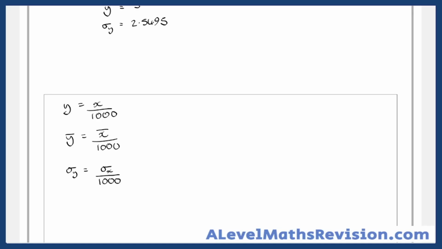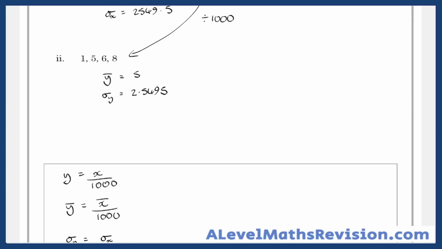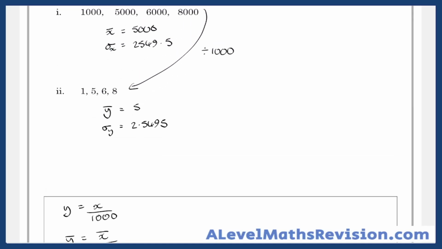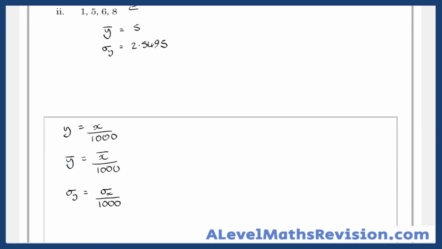Now, why is that? In this case, dividing by 1,000 makes the gap between the data 1,000 times smaller. And because standard deviation measures spread, the standard deviation also reduced by a factor of 1,000. So that's a really important point here. This does affect the gaps between the data. Therefore, it will affect the standard deviation.